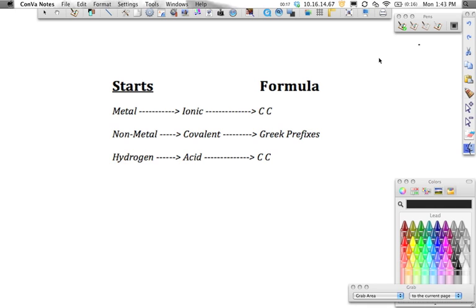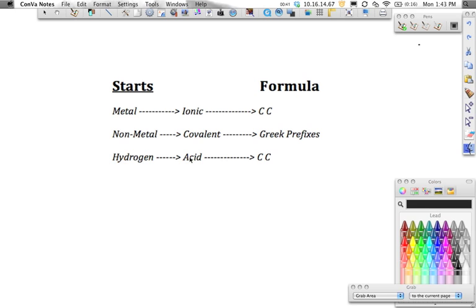Now, one thing that we have to understand is that in general chemistry we are going to name three types of compounds. We're going to name ionic, we're going to name covalent, and we're going to name acids. Before we can write the formula, or name a formula, or name anything, we have to know, is it ionic, is it covalent, or is it an acid?